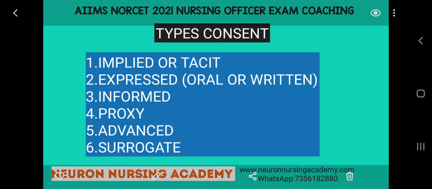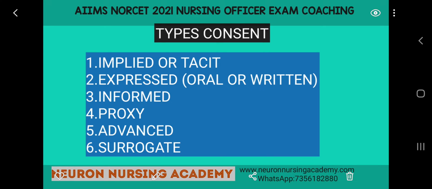Next comes proxy. Proxy means in some situations the patient cannot give consent himself because the patient is unconscious, or mentally ill, or sometimes a minor. In those situations, some other people, instead of the patient, can give consent. This is called proxy consent. Advanced consent means before death of the patient, we can take some consent. That is called advanced consent.